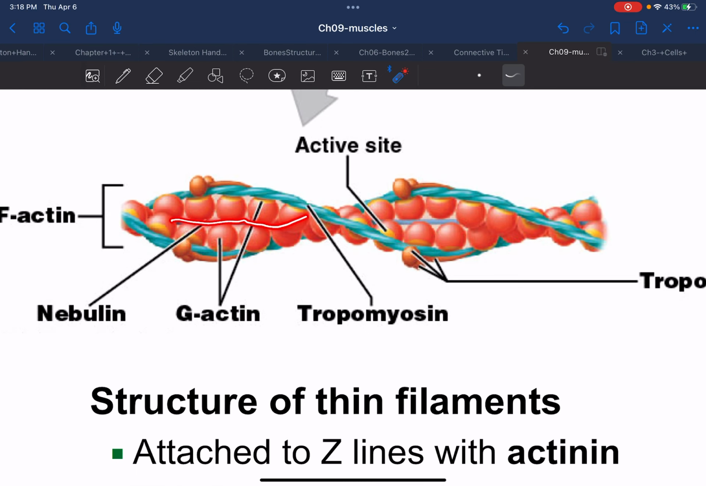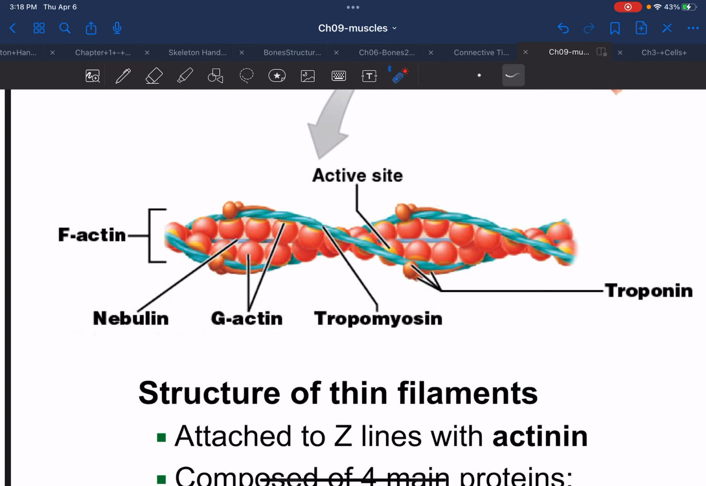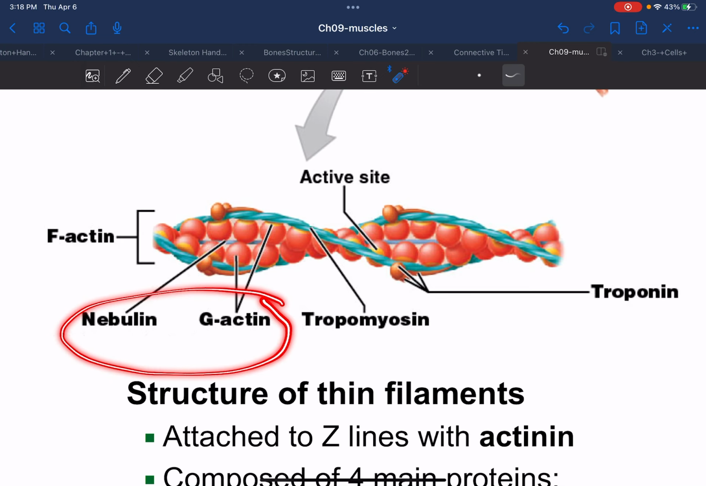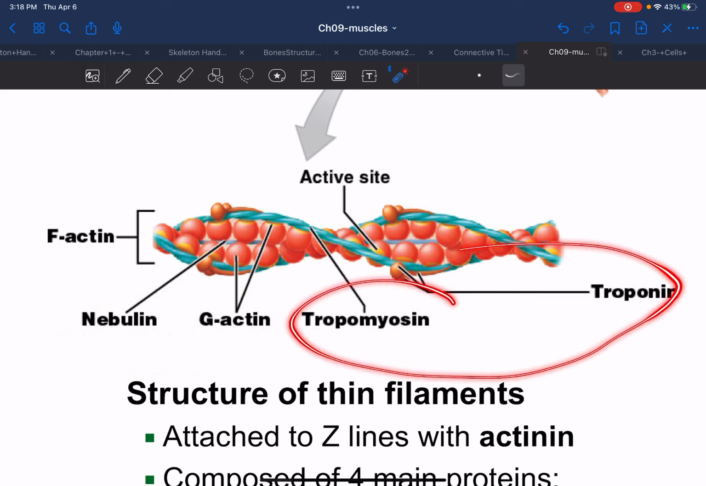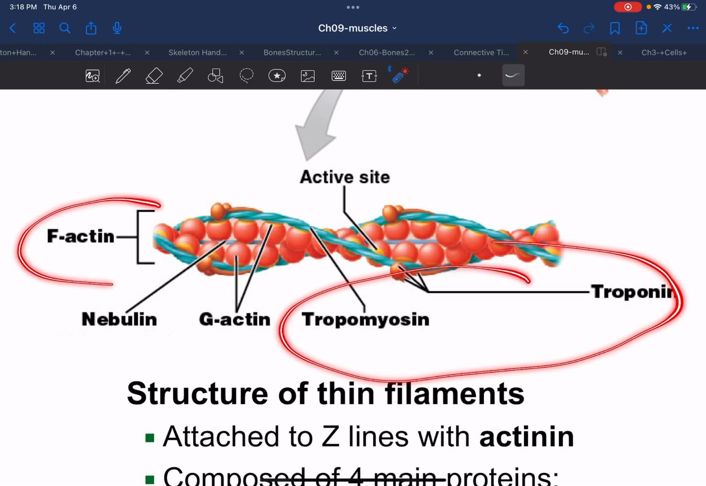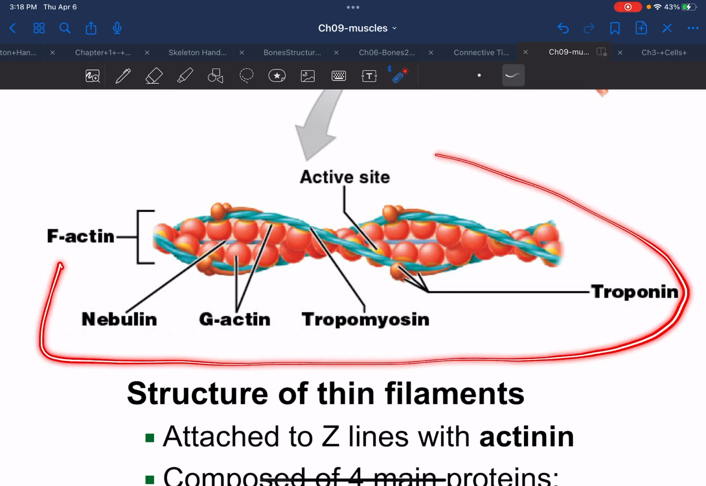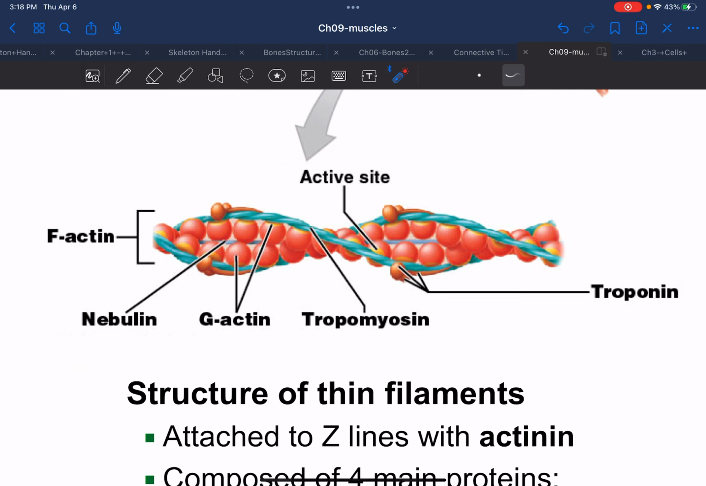Our nebulin anchors all of our G-actins. But together, the nebulin and the G-actin, with some new molecules that we're going to learn about, the tropomyosin and troponin, which will be essential in learning soon, they make up our F-actin. So F-actin is made out of everything you're seeing here. Okay, everything you're seeing here.